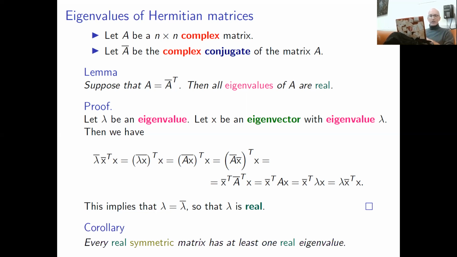Of course, they may coincide. So to be precise, you cannot say that it has exactly n different eigenvalues, because some of them may coincide. But we know for sure that all roots of the characteristic polynomial are real. Counted with multiplicity, we have n real eigenvalues.